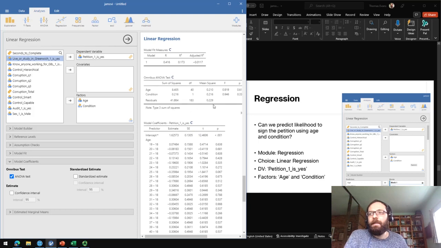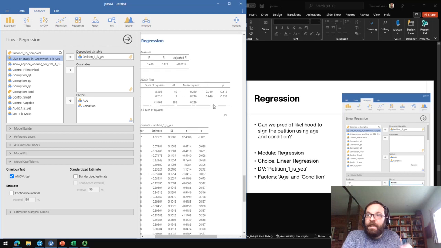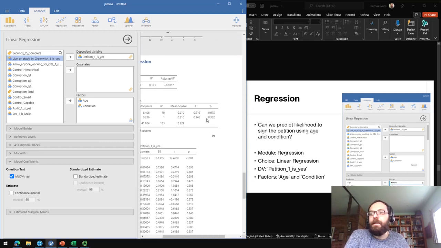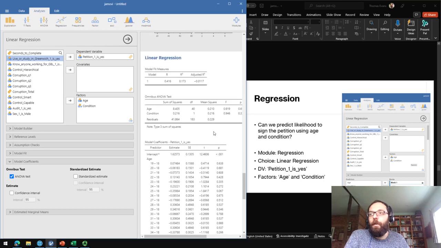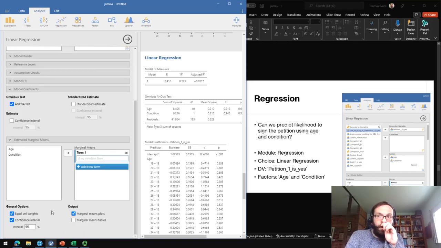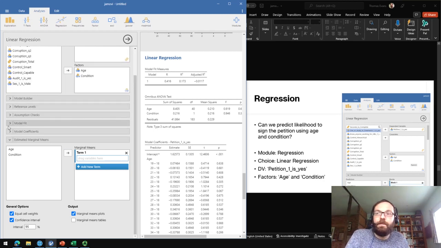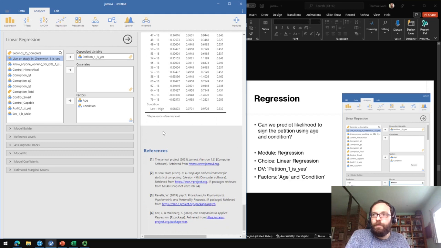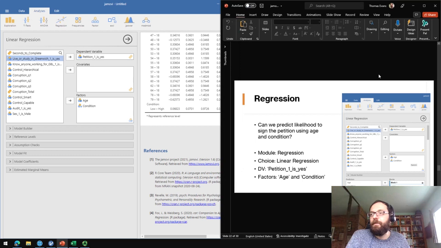And so this will tell us information specific to each of those predictors. So we can see here that neither age nor condition was a statistically significant predictor of likelihood to sign the petition. And you can go and explore some of these different options and see what they provide you in terms of additional supplementary details that you might want to report. So that's regression. Again, super simple. Hopefully very intuitive.